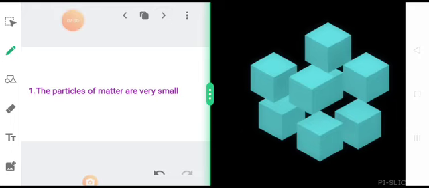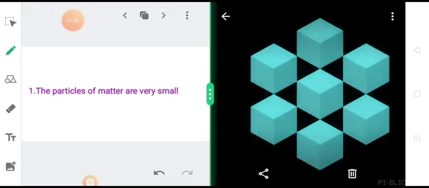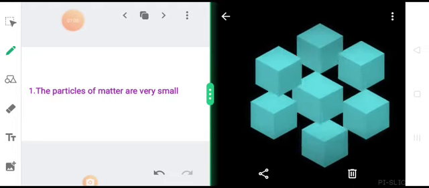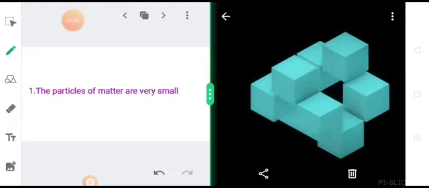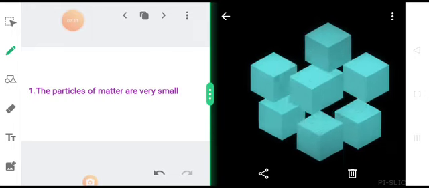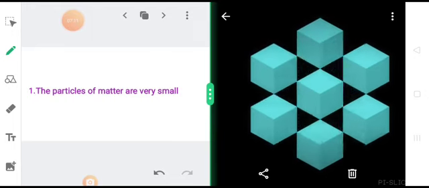First, the particles of matter are very small. They are so small that they cannot be seen through our naked eyes. They are extremely small in size.